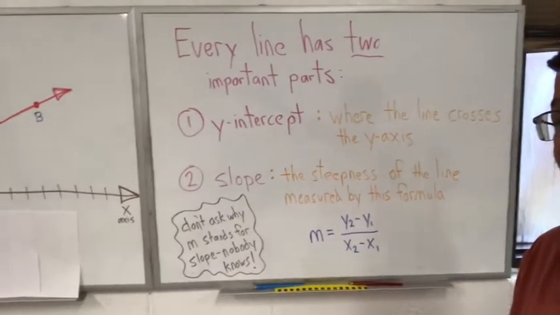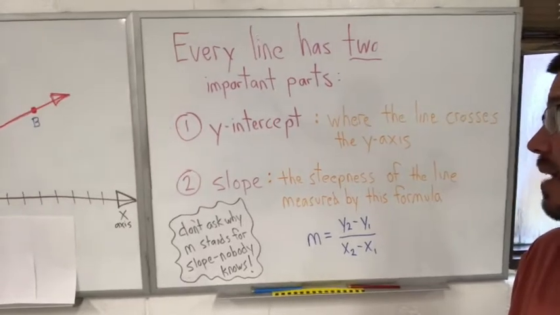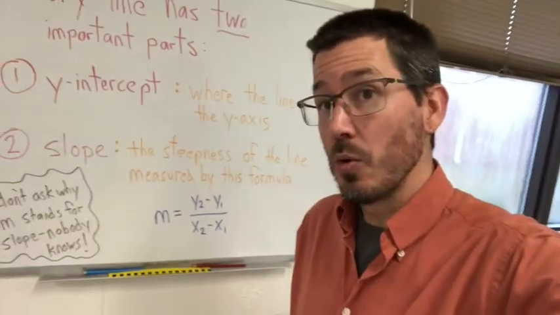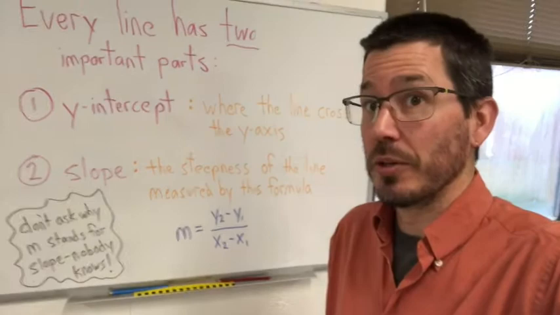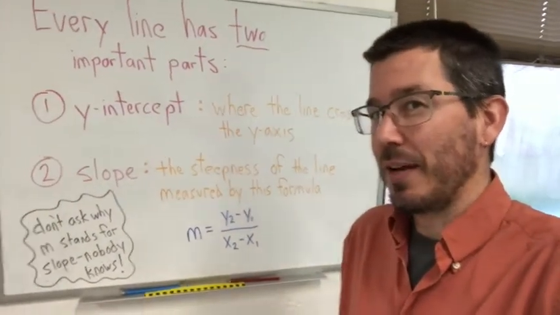M is the letter we use for slope, and don't ask why M stands for slope. Nobody knows. I'm kidding. Probably we could Google it and figure it out, but I forgot. I used to know, but I forgot. I'll look it up.